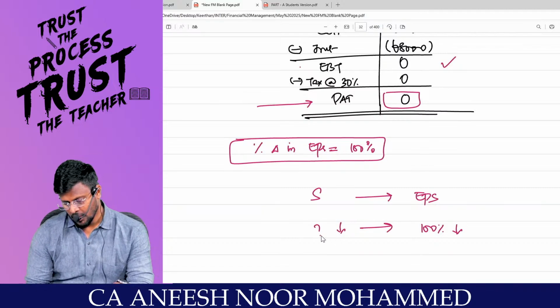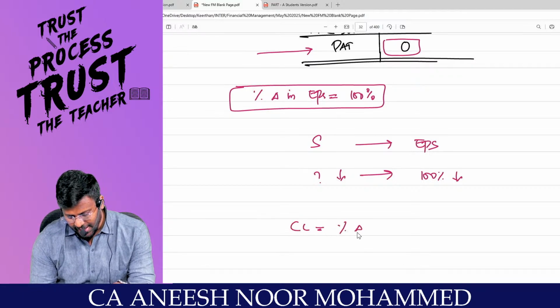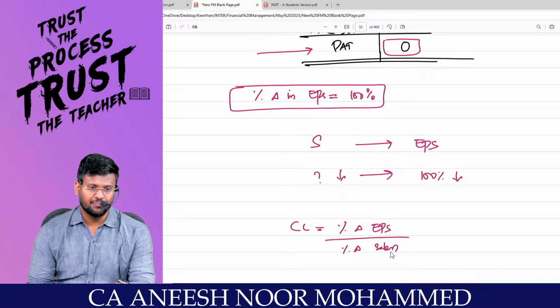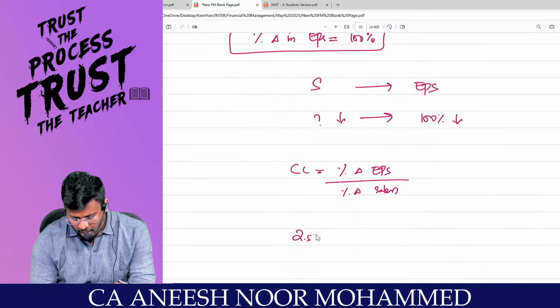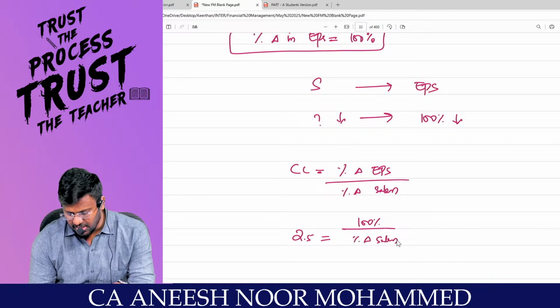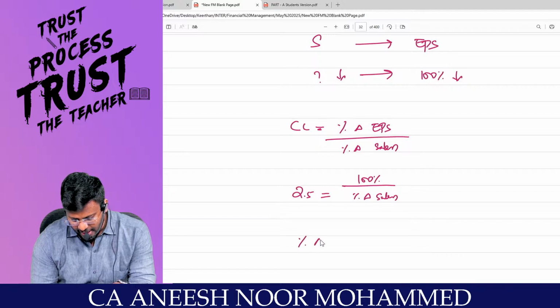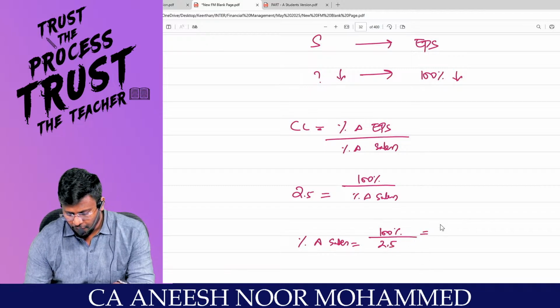We all know that combined leverage is equal to percentage change in EPS divided by percentage change in sales. What is the current combined leverage? 2.5. So 2.5 is equal to, I know percentage change in EPS as 100%, divided by percentage change in sales. Are you all with me? So percentage change in sales is equal to 100 divided by 2.5, which comes to 40%.